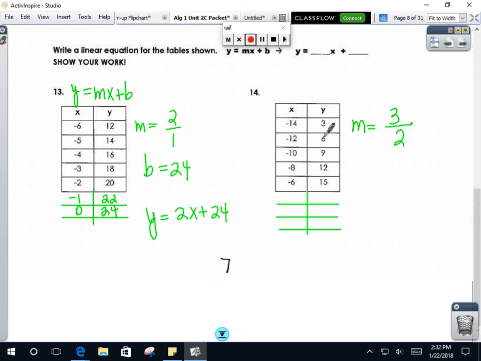Okay, now if that's what's going on, what would be the next x value? Then, and then 0, which is the one we're looking for. The next y value would be, so again, this one has a y-intercept of 24, so the equation is y equals 3 over 2x plus 24.